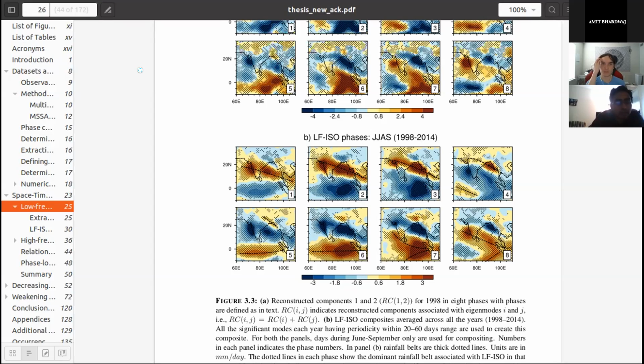The one thing I was thinking: the figure you're showing here clearly shows the propagation, but your domain is so much larger than the domain I used. Right, right. That could be one difference.